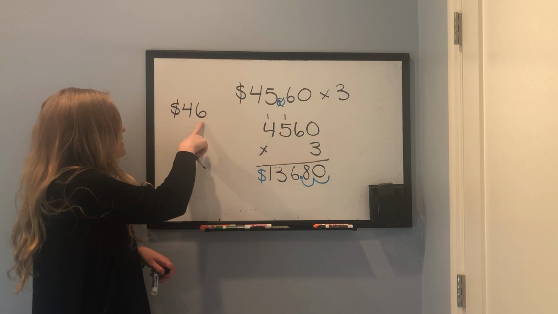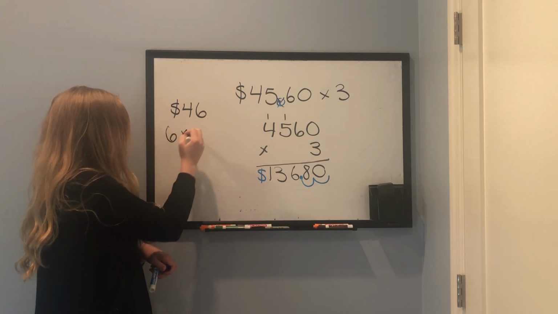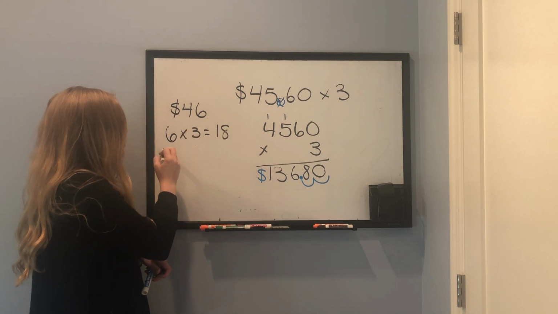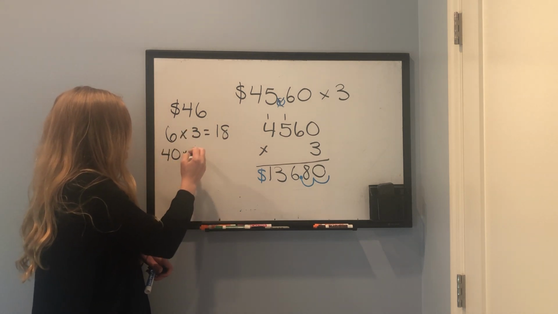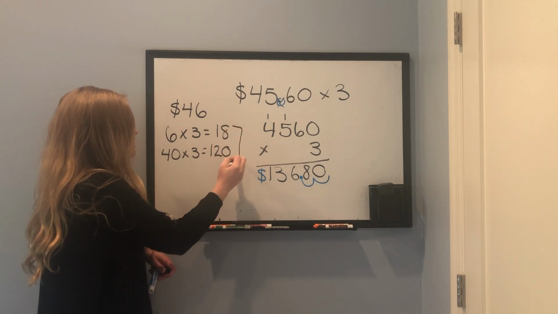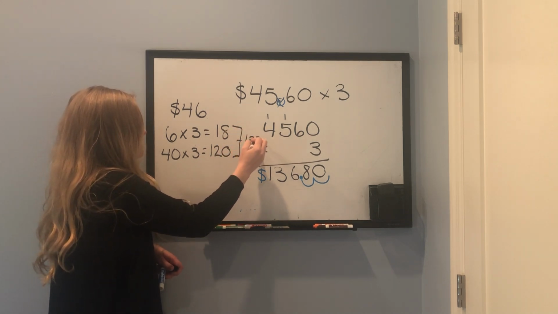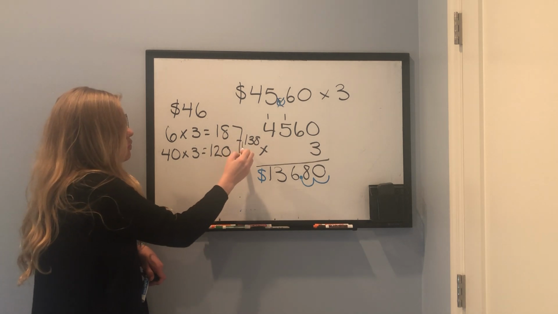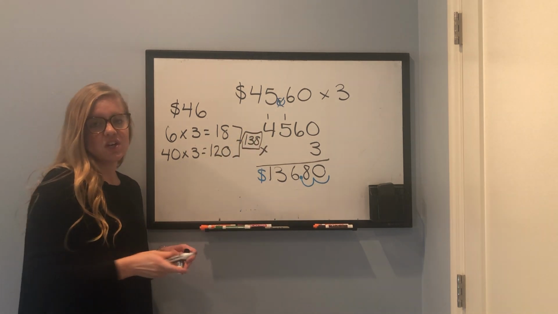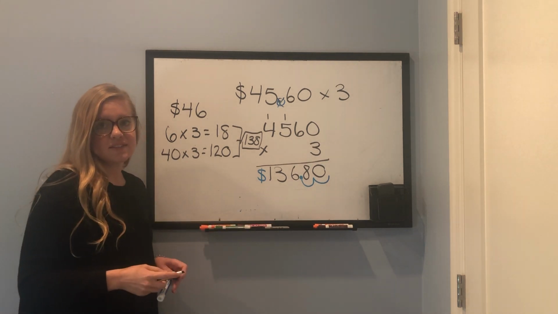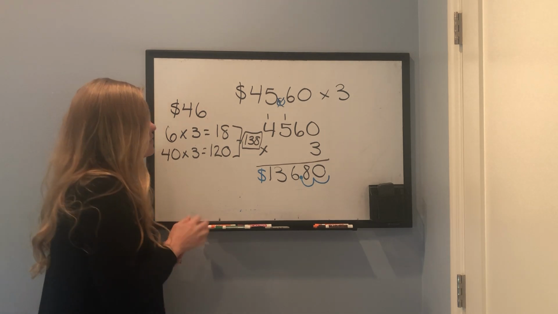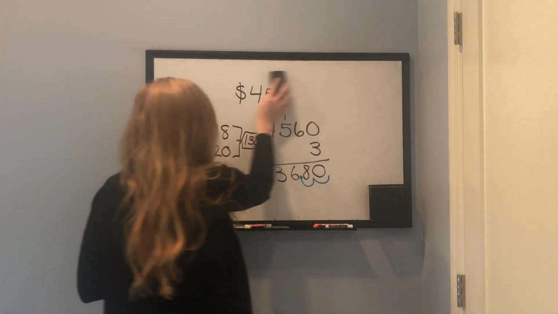So we know that 6 times 3 is 18. 40 times 3 is 120. If we add these two together, we get 138. Okay, 138 is pretty darn close to 136. So does our answer make sense? Yes, it does.